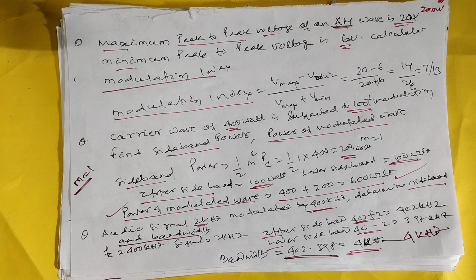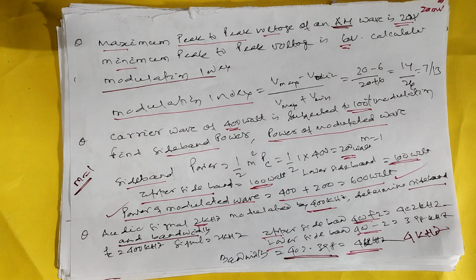Here the maximum peak to peak voltage is 20 millivolt. Minimum peak to peak voltage is 6 millivolt. So modulation index is equal to Vmax minus Vmin divided by Vmax plus Vmin. So it is around 7 by 13. The carrier wave is 400 watts subject to 100% modulation, meaning m equals 1. 80% is 0.8, 40% is 0.4, like this.